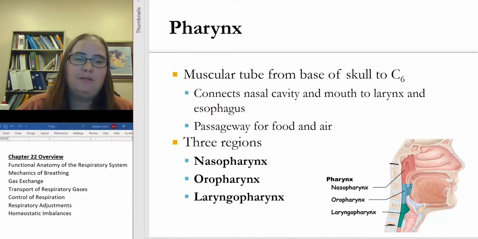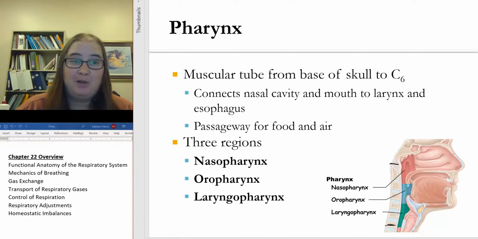So this pharynx serves as not only a passageway for air, but also for food. It can be divided into 3 regions. We have our nasopharynx, because it is associated with the nasal cavity. We have the oropharynx, because it's associated with the oral cavity. And we have the laryngeal pharynx, because it's associated with the larynx.